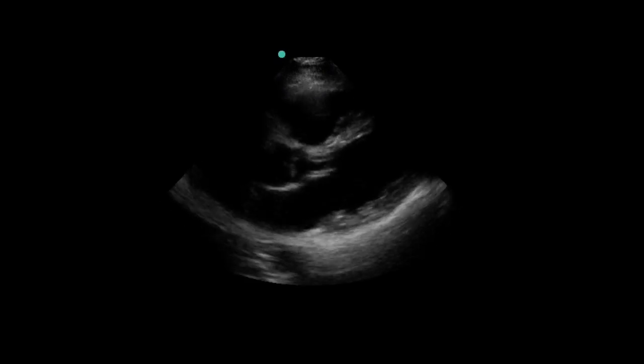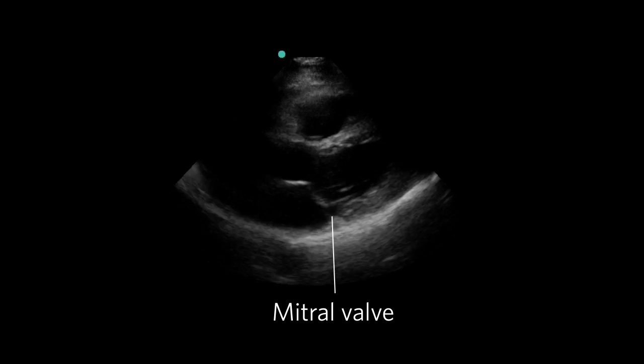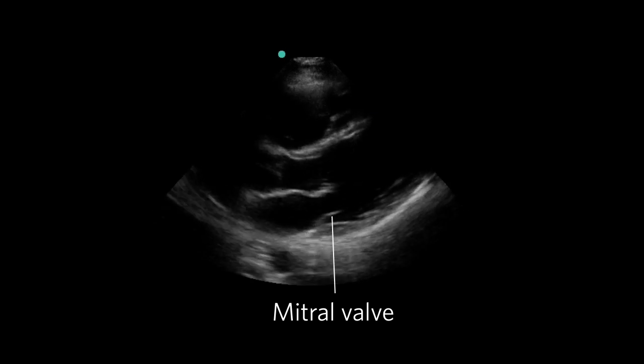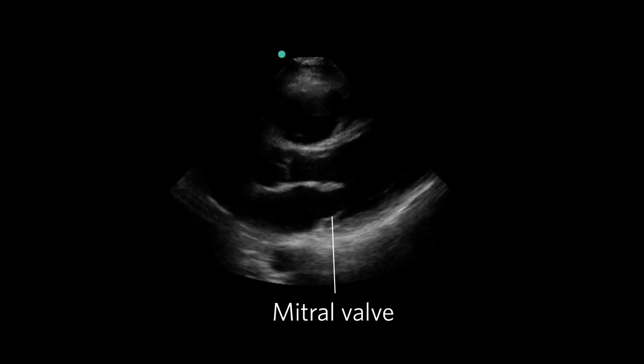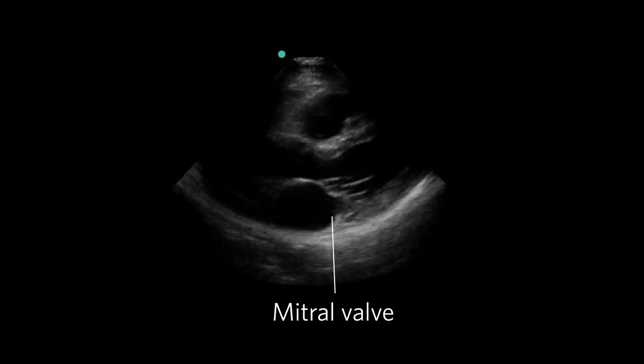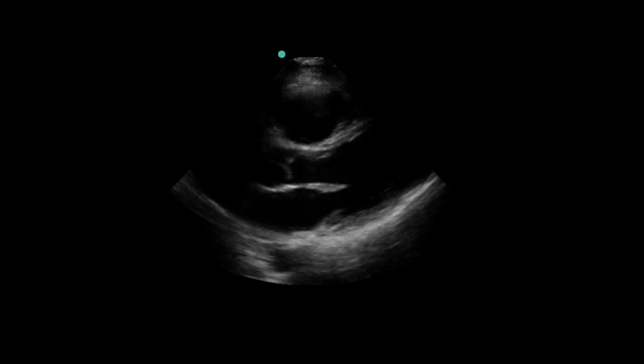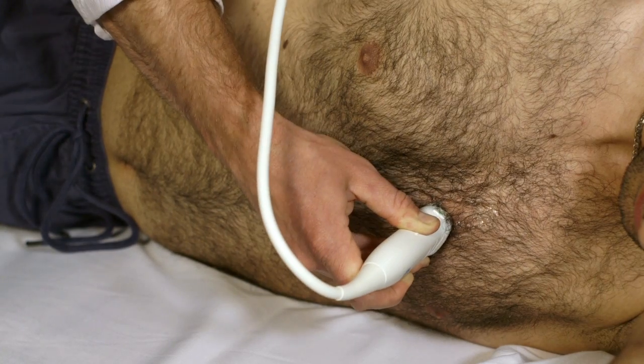In an optimal parasternal long-axis view, the mitral valve leaflets should be seen mid-screen. The left ventricular apex is not visualized. If the LV is quite vertical, try moving the transducer up a rib space to make it more horizontal. Use a rocking motion to center the image.